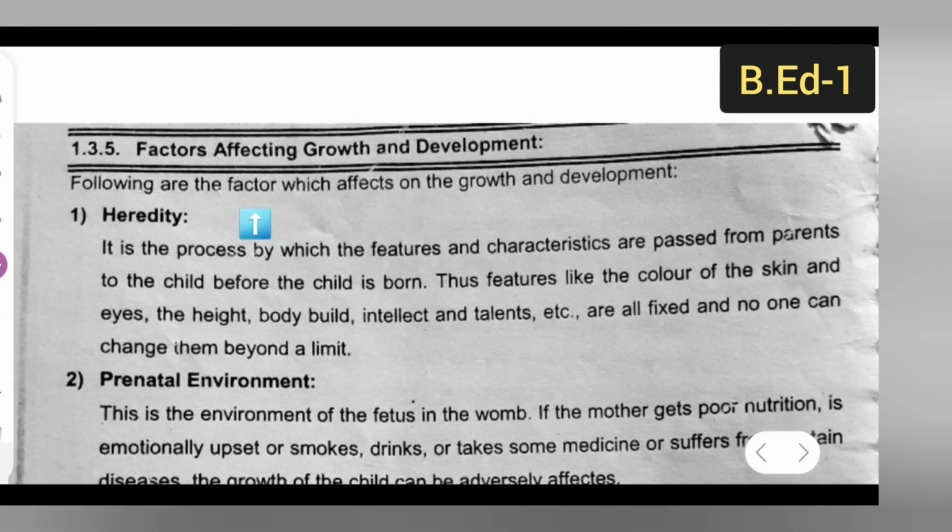First one will be heredity. It is the process by which the features and characteristics are passed from parents to the child before the child is born. Thus, features like the color of the skin and eyes, the height, body build, intellect, and talents, etc., are all fixed and no one can change them beyond a limit.